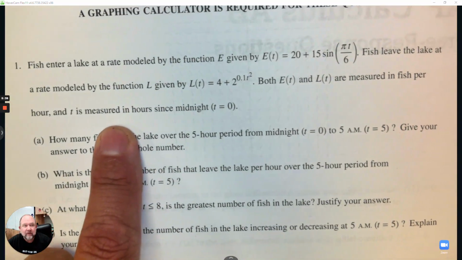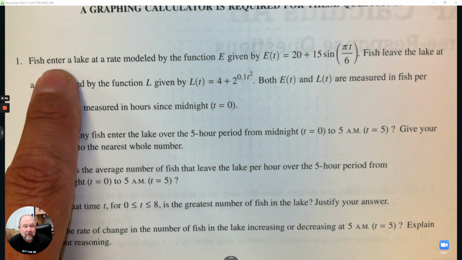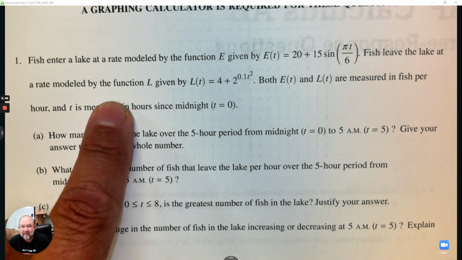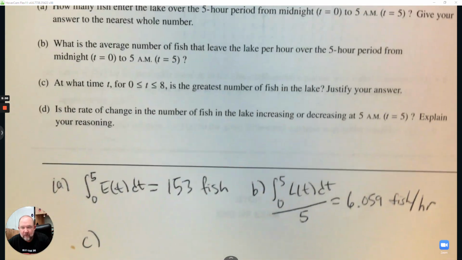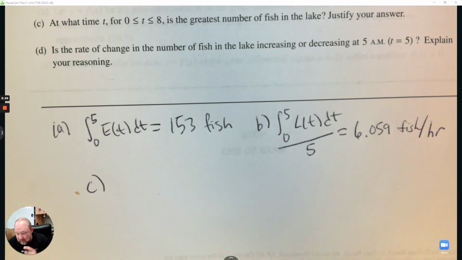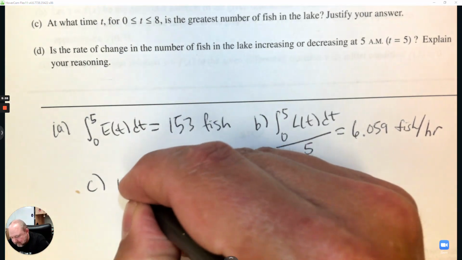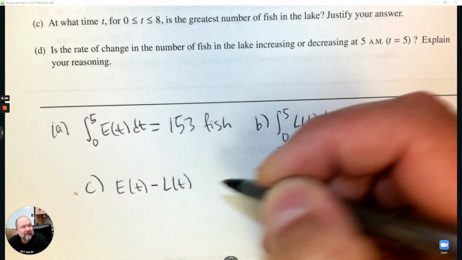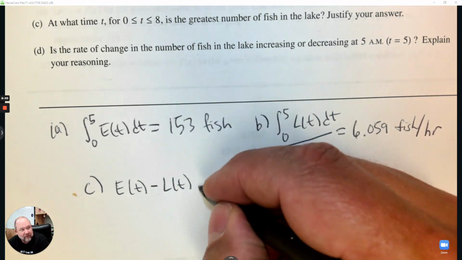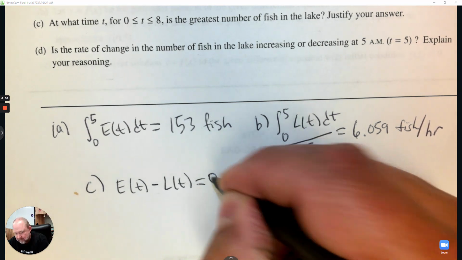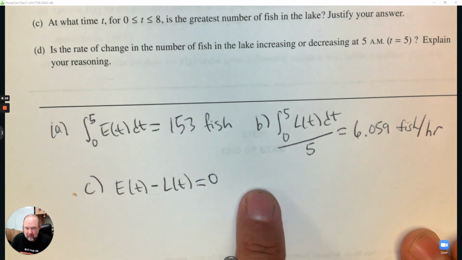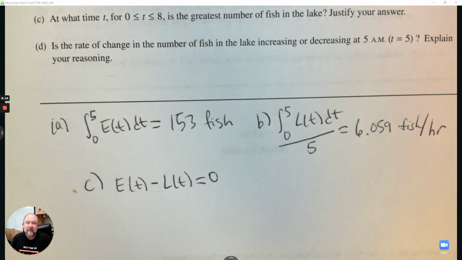So does it tell us that there's any fish to begin with? I don't see any. So to know that, we need to take the rate entering, that's the derivative, subtract the one leaving, and we need to make it equal to 0. And we need to solve this equation. This is like taking the derivative equal to 0 to find the critical values for what we're looking at.